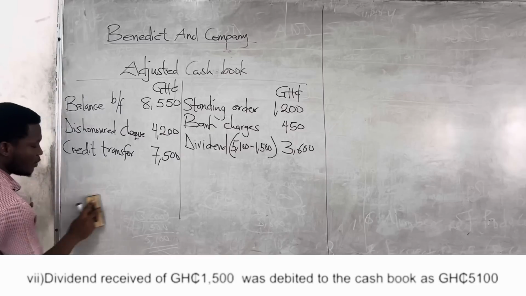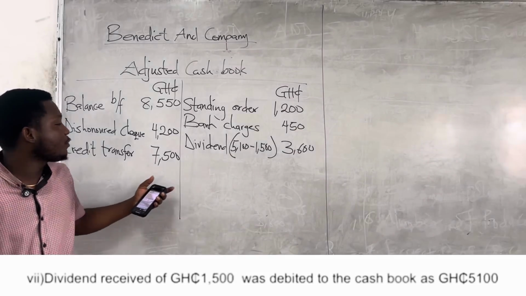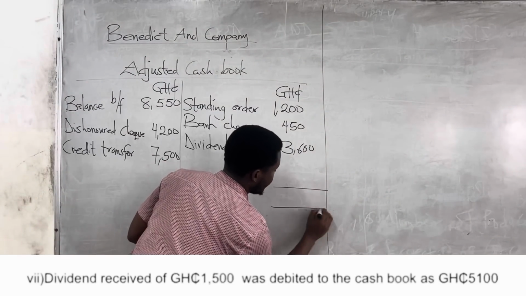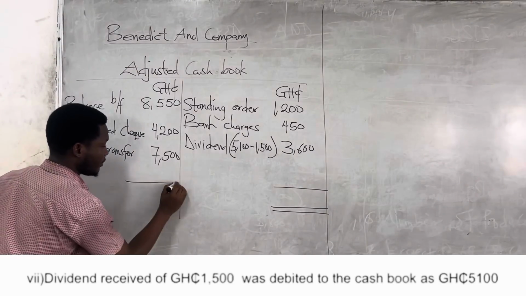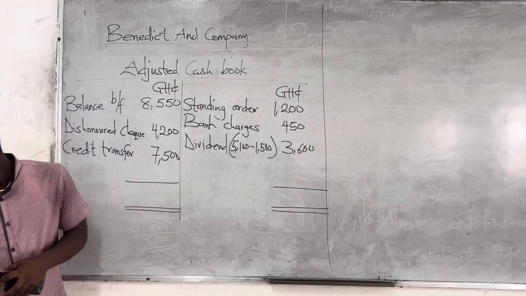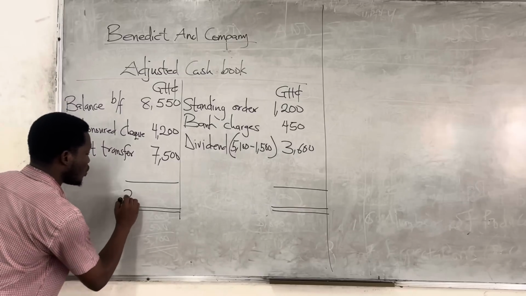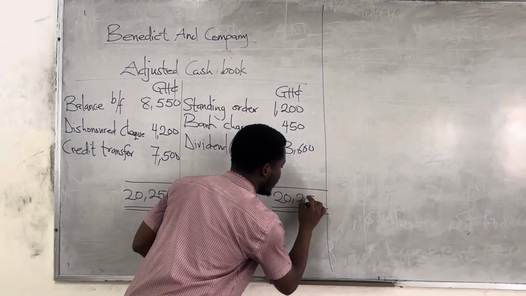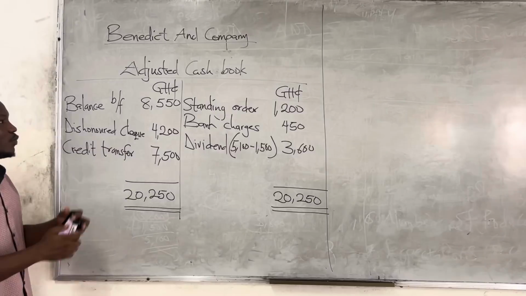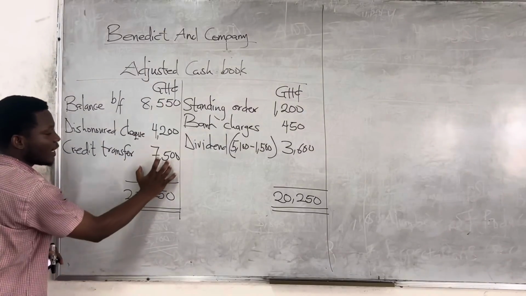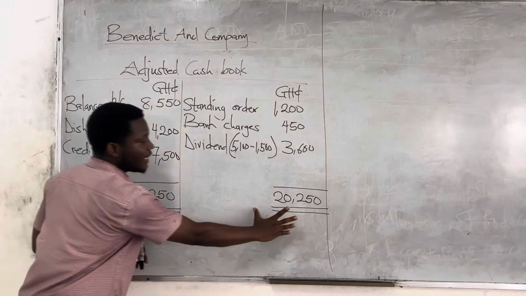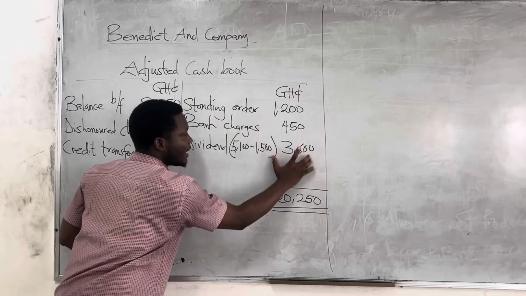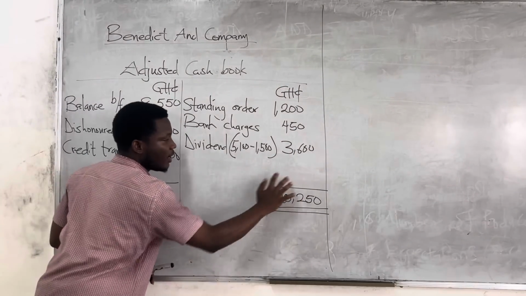Looking at the transactions, it means we are done with all the transactions. So we have to balance our cash book. So let's balance our cash book. We have our balance here, and the balance will give us 20,250. Now, getting this 20,250 means this side gave us 20,250 and this side didn't. So we subtract this side from this side to get the difference.